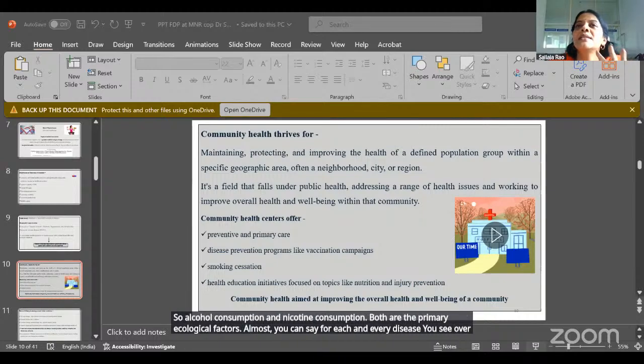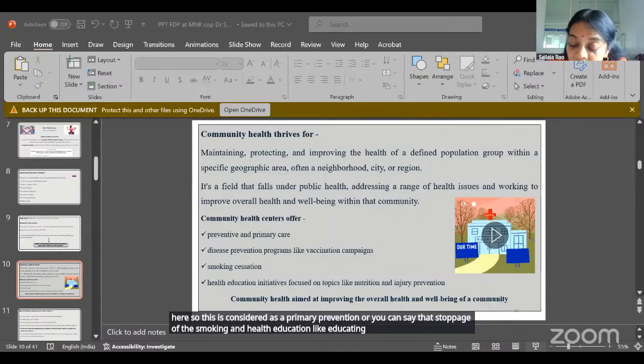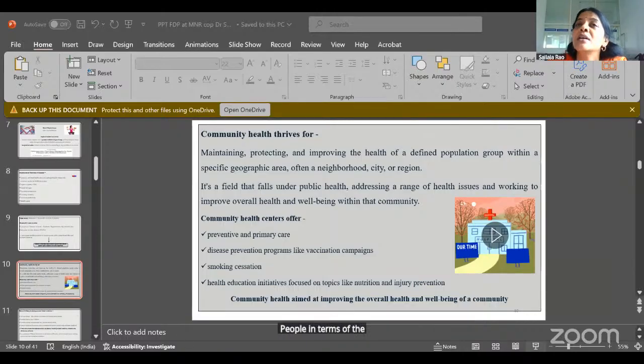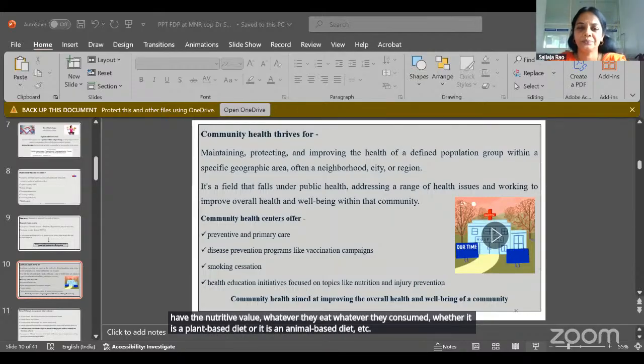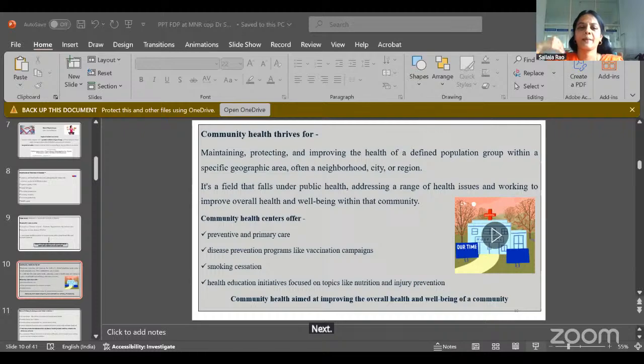So this is considered as a primary prevention, or you can say stoppage of smoking, and health education, like educating people in terms of nutrition in order to prevent the disease, and also to have the nutritive value, whatever they eat, whatever they consume, whether it is a plant-based diet or an animal-based diet, etc. Next. Next slide.